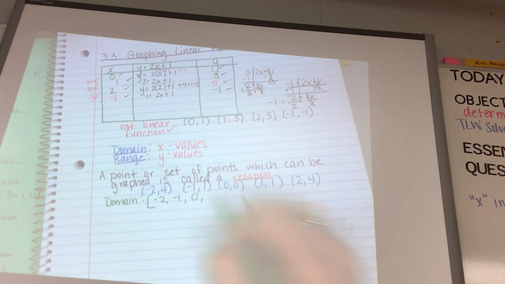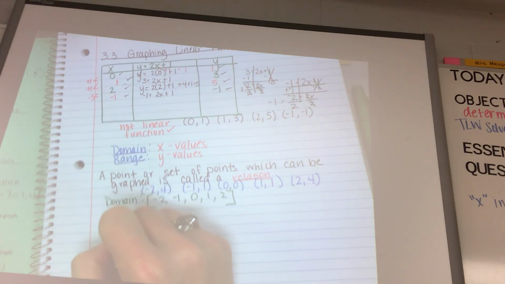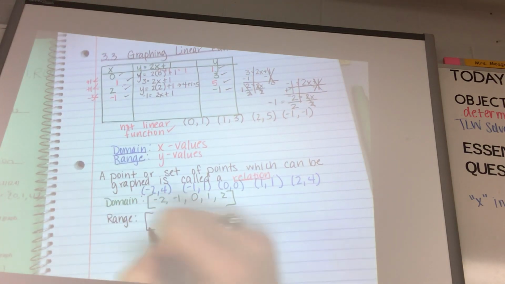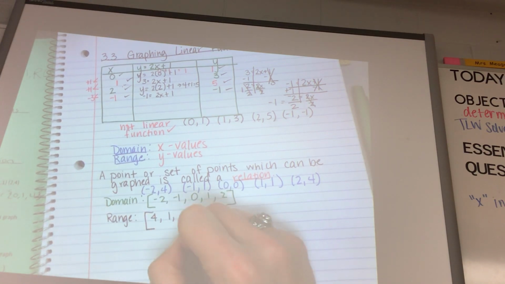Pause it and see if you can go ahead and write down the range, and then come back to me and see if you're right. I'm going to write down the range too. Did you get it right?